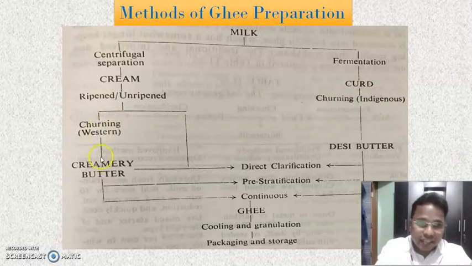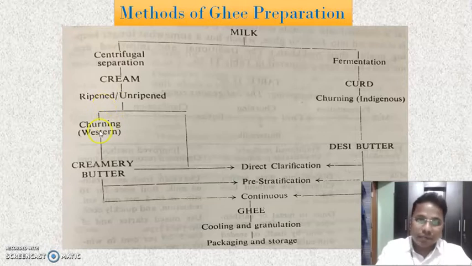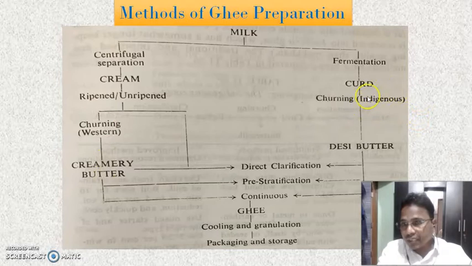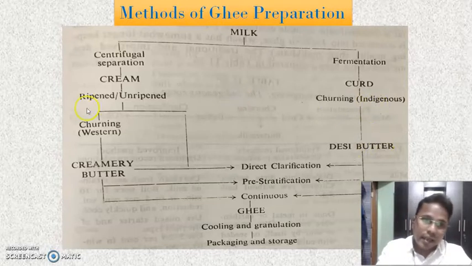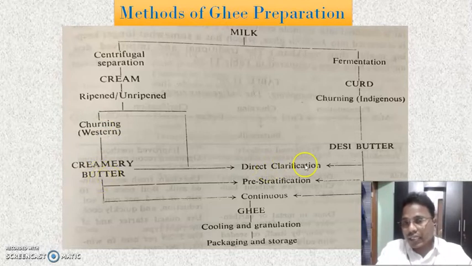The next step is after the churning process. When the cream is churned for the optimum time, it converts to butter. Here also, when the churning process is completed, it converts to butter. But the butter from indigenous churning is called Desi butter or makhan, and the butter from Western churning is the creamery butter. When the cream converts to butter, that butter is taken for clarification, pre-stratification or the continuous method.